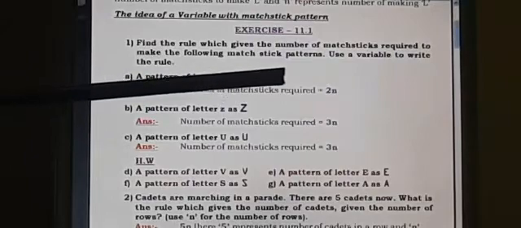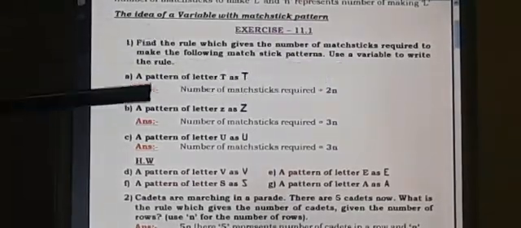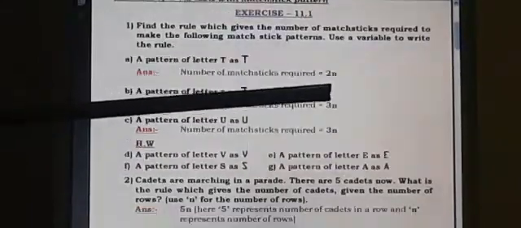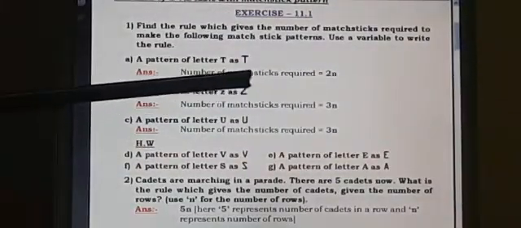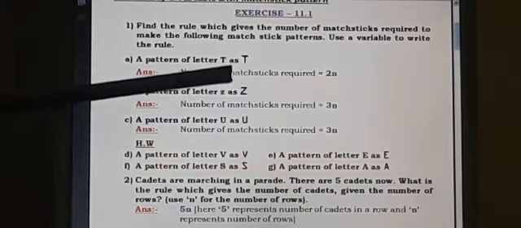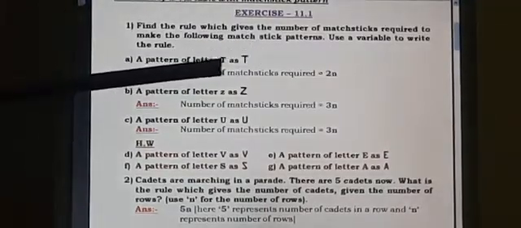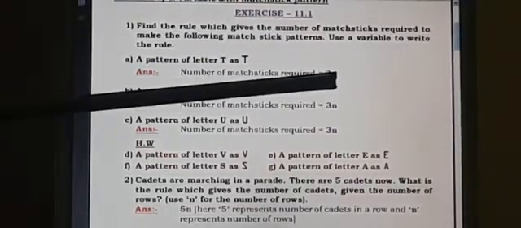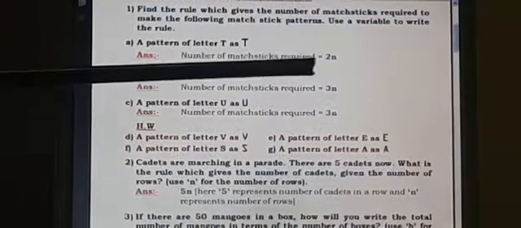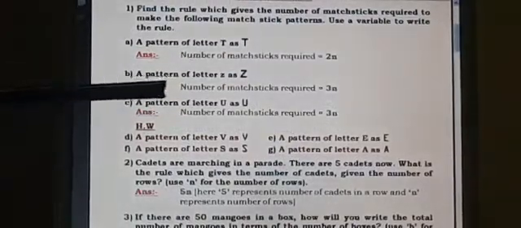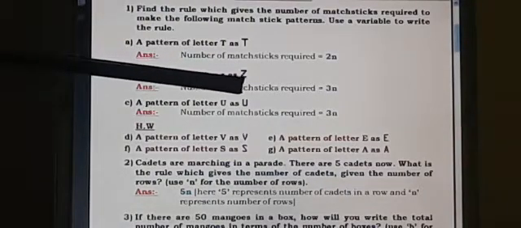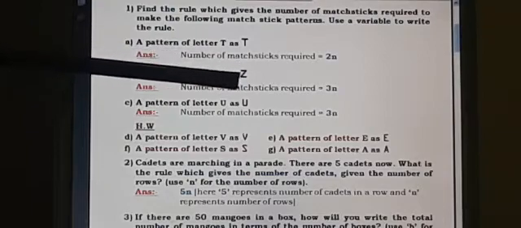Like that, we can make as many T's as we want. We don't know how many T's we want, so that's why we can mention any alphabet. I have mentioned n. For making a T we need 2 matchsticks, and the number of T's we mention as n. So 2n is the answer. Next pattern Z. Z has on top one line, a slanting line, and a line at the bottom. So totally 1, 2 and 3.